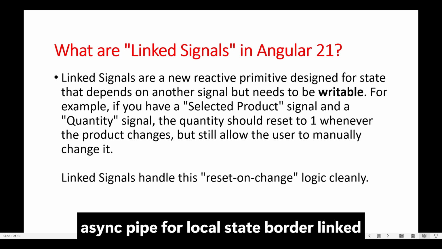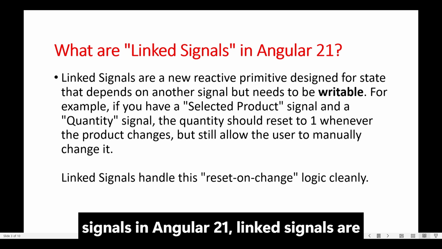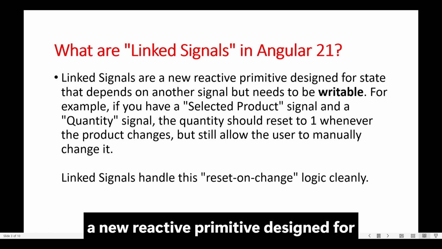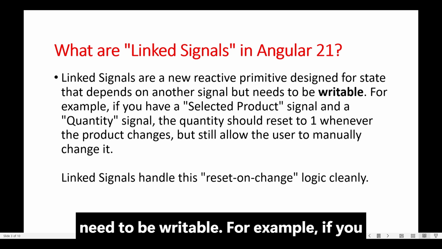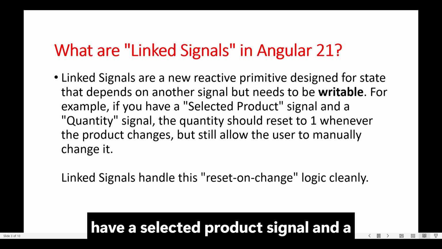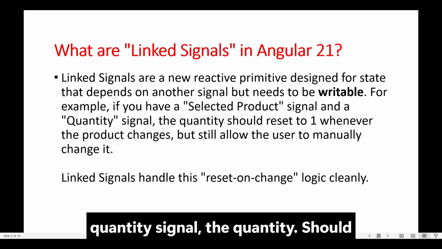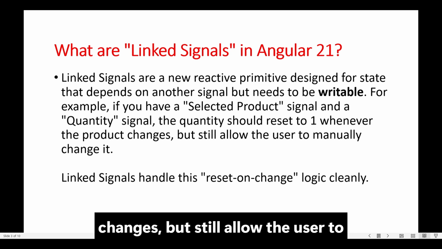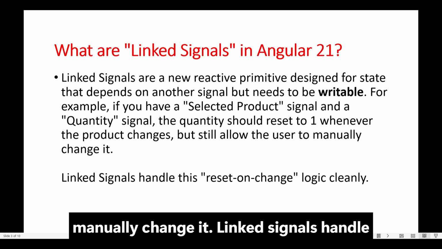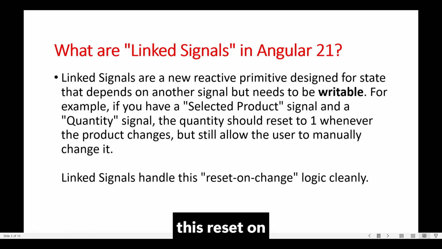local state. What are linked signals in Angular 21? Linked signals are a new reactive primitive designed for state that depends on another signal but needs to be writable. For example, if you have a selected product signal and a quantity signal, the quantity should reset to 1 whenever the product changes, but still allow the user to manually change it. Linked signals handle the reset-on-change logic cleanly.